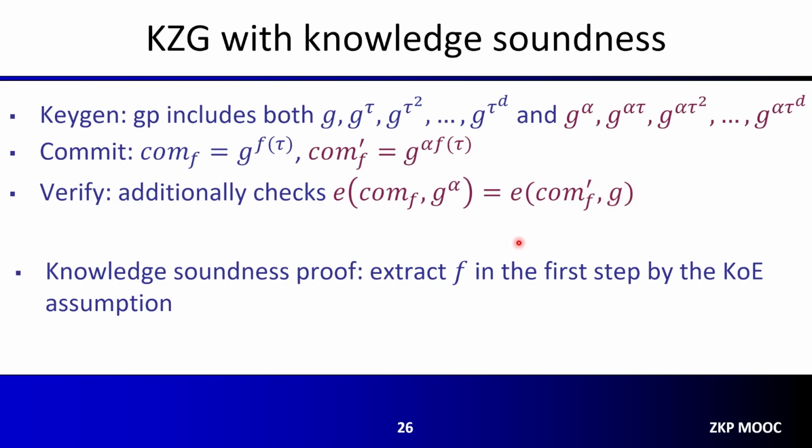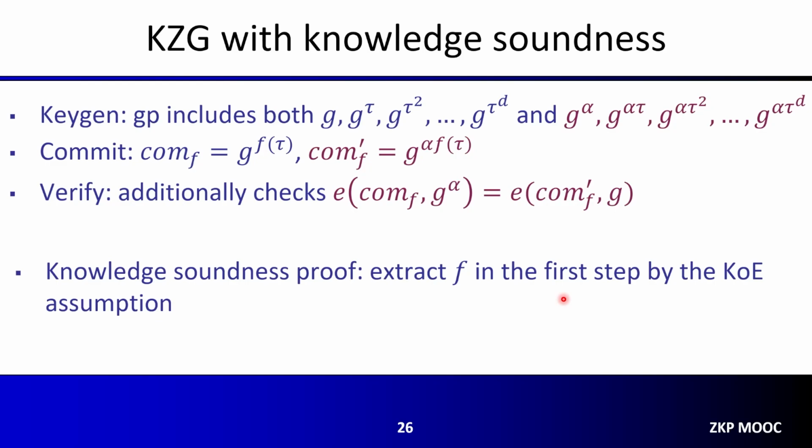And by the knowledge assumption, in the very first step of the security proof, we can extract f such that the commitment equals g to the power of f of tau. That solves the problem of the security proof and gives you the final complete proof of the knowledge soundness.